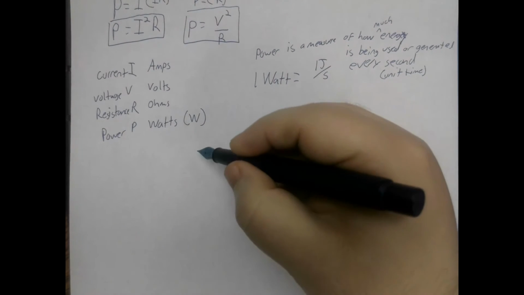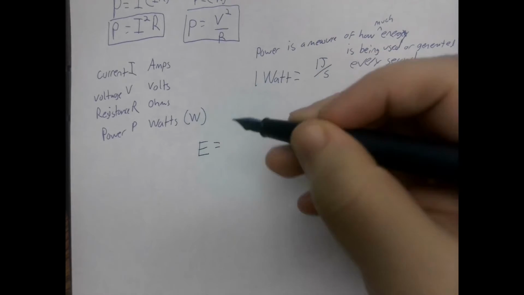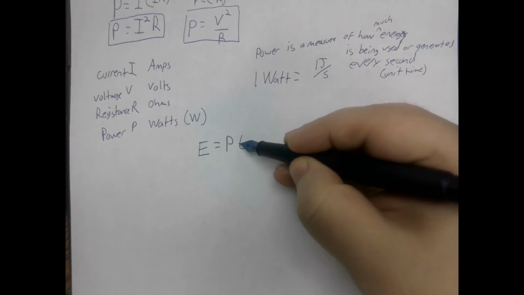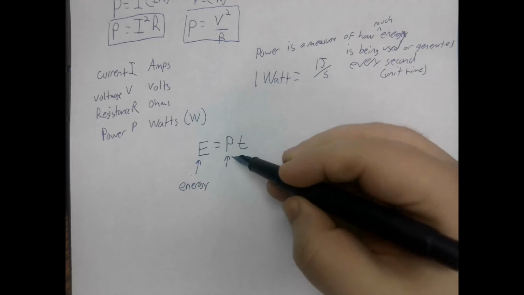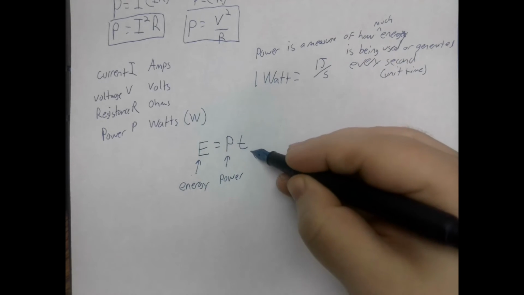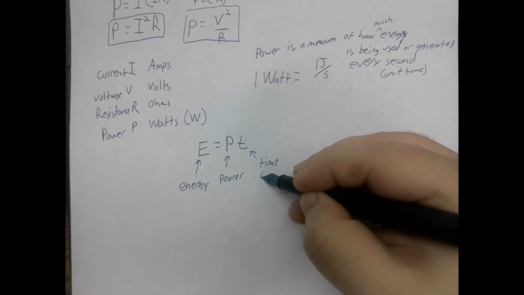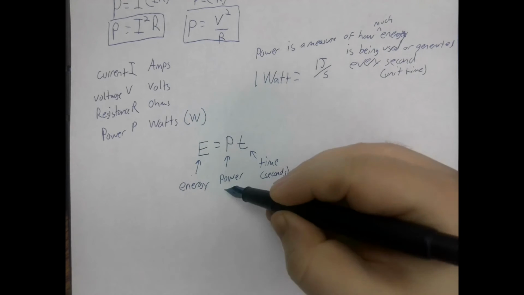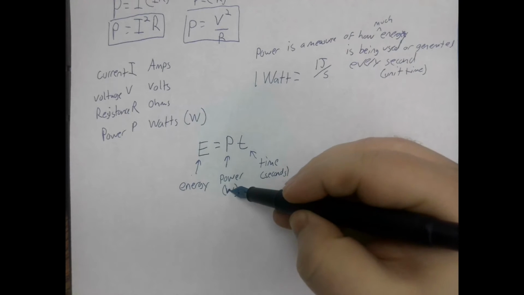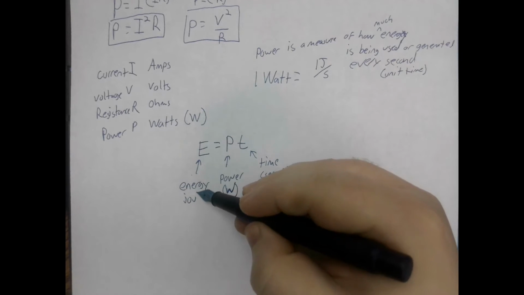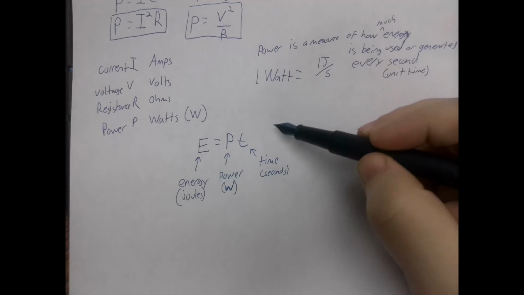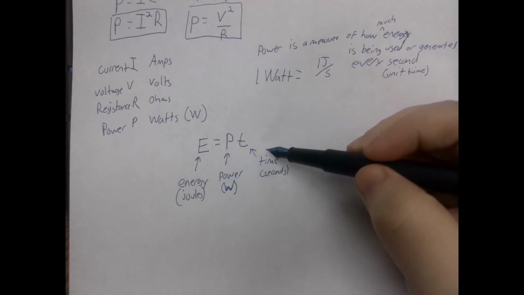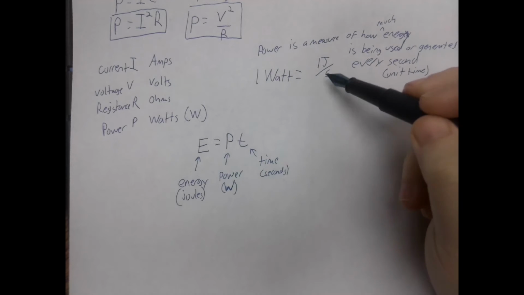So I will say this, I forgot to mention this. Energy is equal to power times time. So this is your energy, this is your power, and this is your time. Time needs to be in seconds, power needs to be in watts, and energy will be in joules. Because a watt is technically a joule per second, so if you multiply power, if it's in watts, or joules per second, by seconds, the seconds cancel each other out.